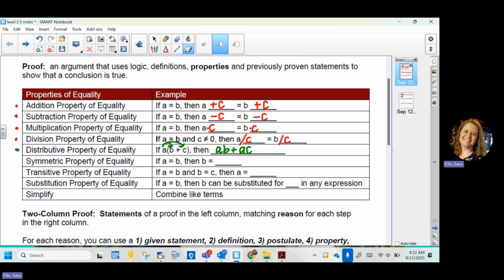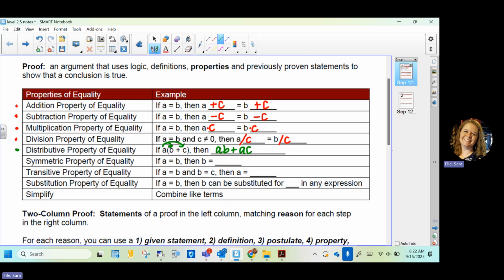The symmetric property of equality just says that if A is equal to B, then you can flip it around and say B is equal to A. It doesn't matter if it's on the left or the right of the equal sign, it's the same. So that's the symmetric property of equality. The transitive property says that if A is equal to B and B is equal to C, then A must be equal to what? What do y'all think?